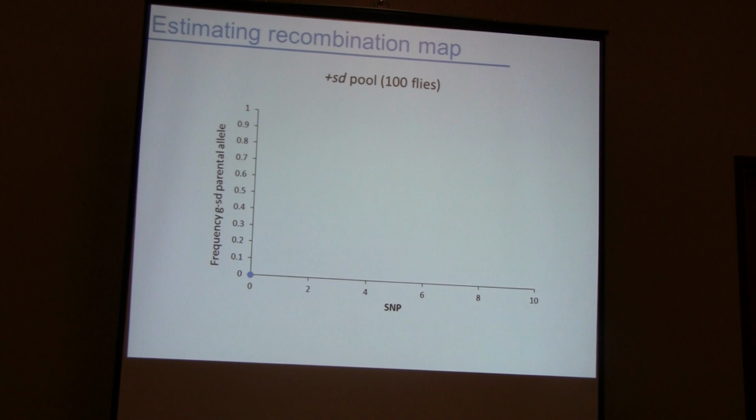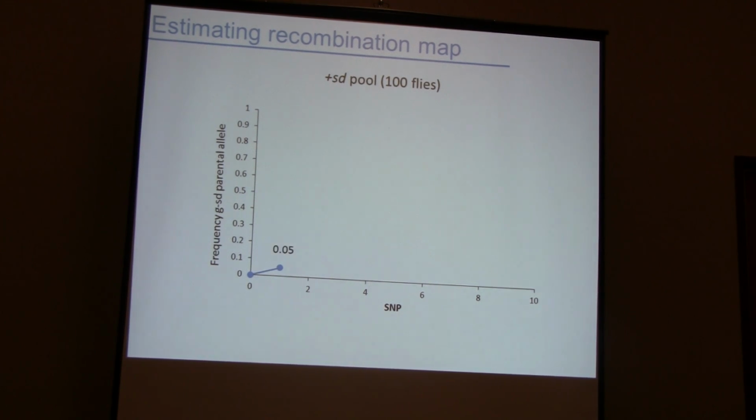So to walk you through this inference, we have two phenotype classes of pools. I'm going to give you an example where they're wild type at the 5' end and double mutant at the 3' end. So we have a pool of 100 flies. Here are SNPs, and here on the y-axis is the frequency of the double mutant allele. So we know, because they're visibly wild type, the frequency of this double mutant allele at the 5' end of this locus should be 0.